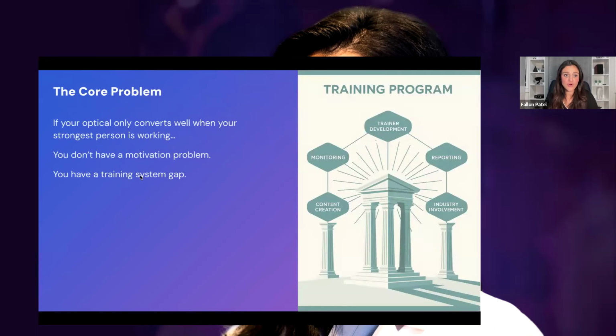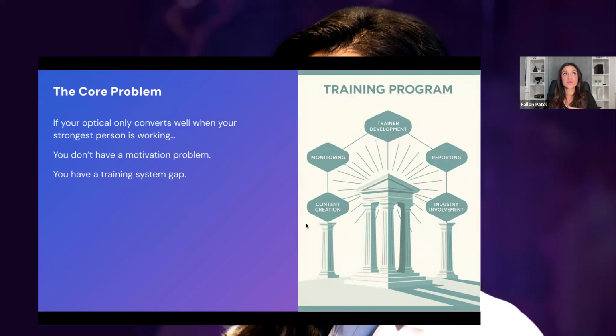Okay, so let's begin. The core problem. Here's the thing with sales: if your optical only converts when your strongest person is working, you really don't have a motivation problem. You actually have a training system gap. And we'll go over these points in more detail through the presentation, and what I mean by that.